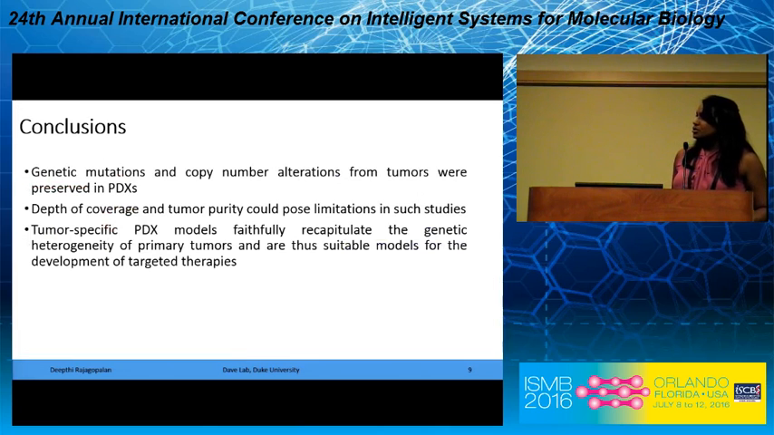So in conclusion, we found that genetic mutations and copy number alterations from the tumors were preserved in PDXs. However, coverage and tumor purity can be a limitation in such studies, and tumor-specific PDX models do recapitulate the heterogeneity of a primary tumor and are suitable models for development of targeted therapies.